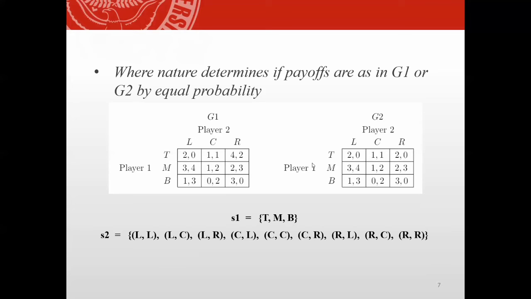Therefore, the strategy sets are: S sub 1 equals the set {T, M, B}. And S sub 2 equals the set {(L,L), (L,C), (L,R), (C,L), (C,C), (C,R), (R,L), (R,C), (R,R)}.